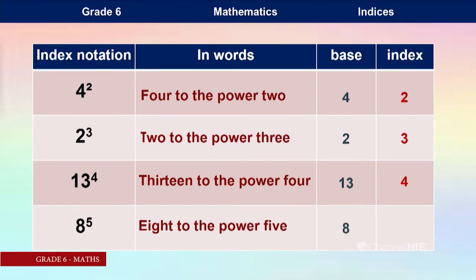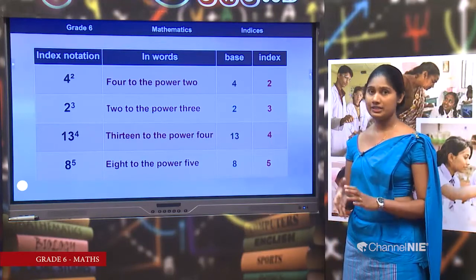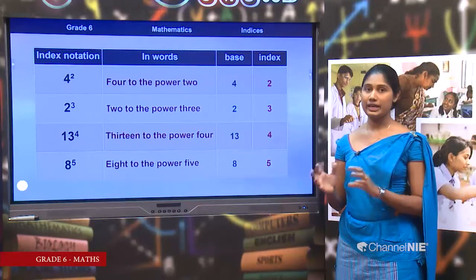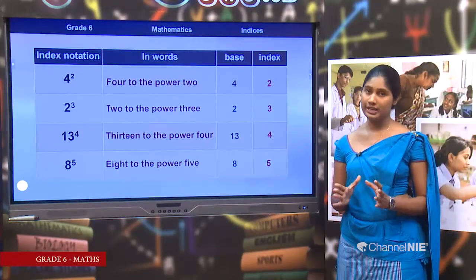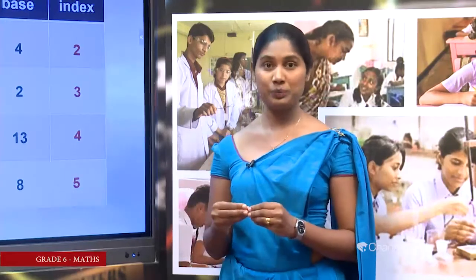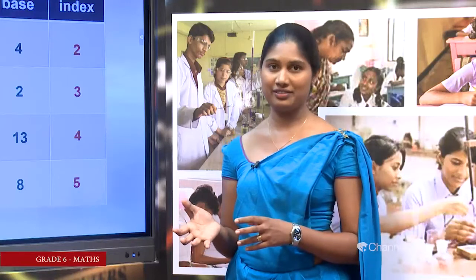Then my dear children, what is the index here? Index is 5. Here you can see 8 and 5. 8 is the base and 5 is the index. Both 8 and 5 together we call a power. That's why we always use power. When we read it, this is 8 to the power 5.